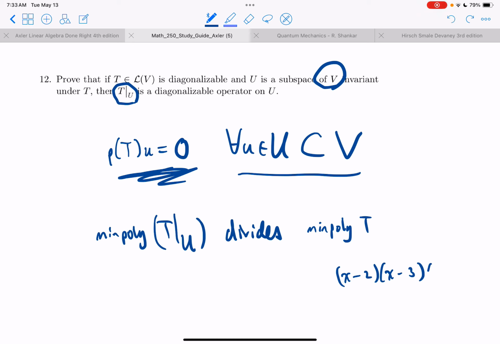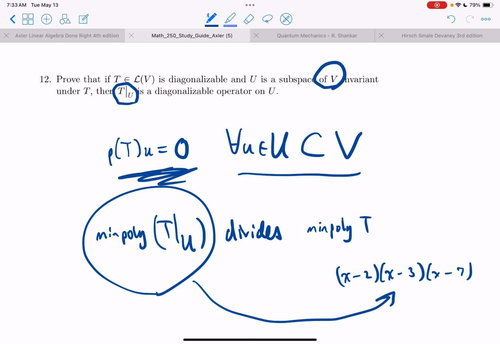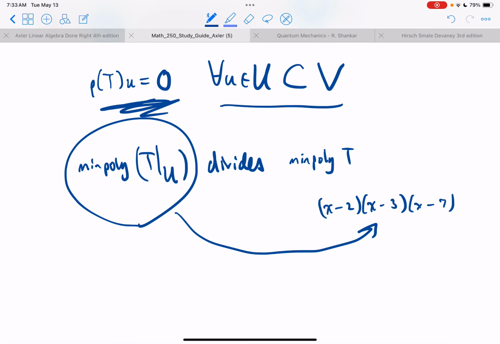So let's just pretend that it's x minus, let's say that there's just 3 factors. But how could a polynomial divide something that looks like this? Well, either it's the same min polynomial, or it's just the first 2 factors, or just the second 2 factors, or just the first and third factor, or just one of the factors.